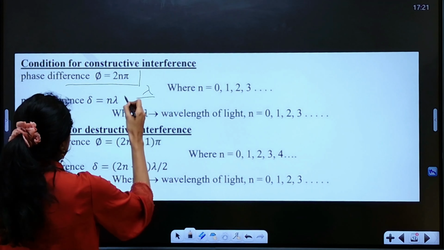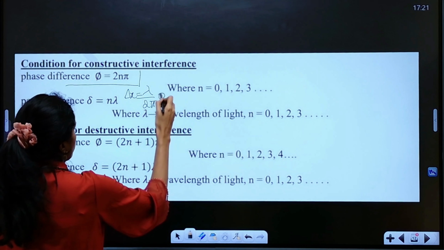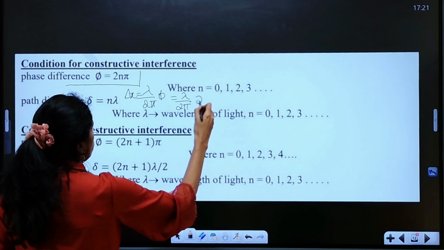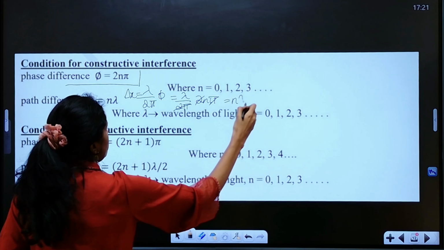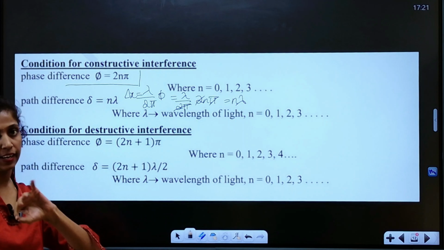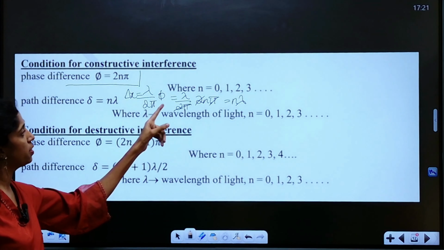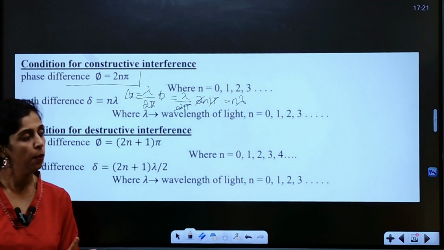You can easily get the path difference using this formula: path difference delta x equals lambda by 2 pi times the phase difference. Substitute phi as 2n pi, cancel 2 pi with 2 pi, and you get n times lambda. So that's the path difference, and that's the relationship between path difference and phase difference. If you remember the phase difference, you can easily write the path difference.